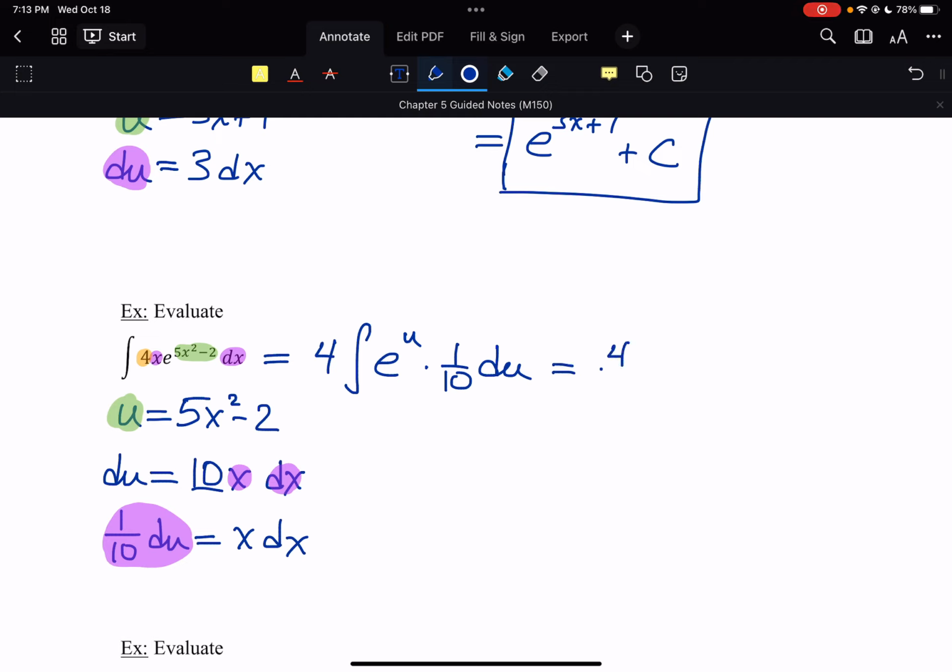So we're going to get 4/10. The integral of e to the u is e to the u plus c. 4/10, that's the same thing as 2/5. Sub back in, we get e to the 5x squared minus 2 plus c.